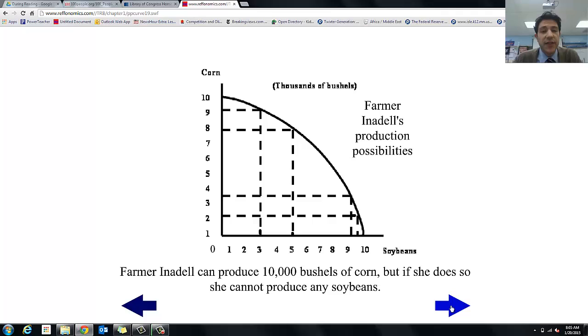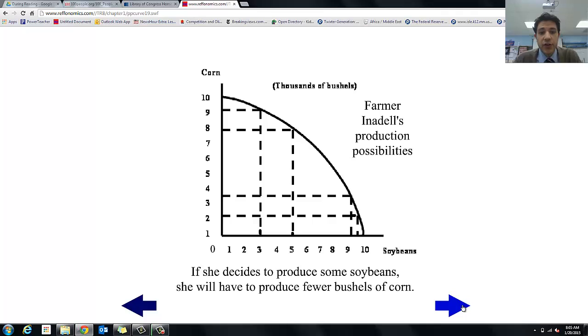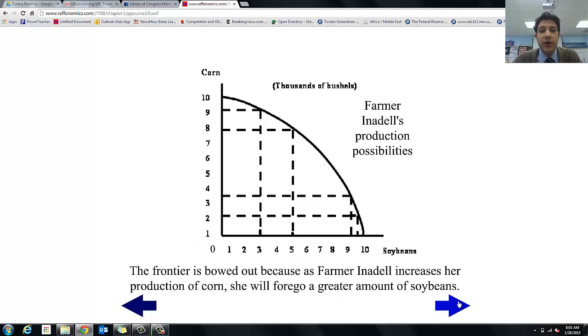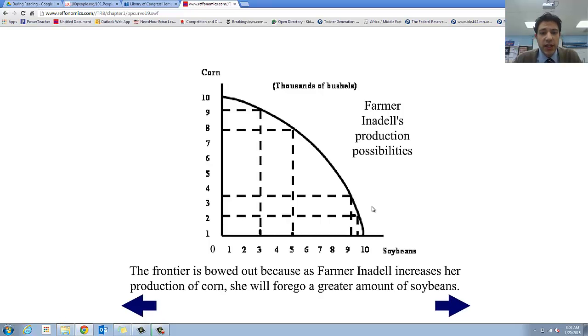Let's say that she can produce 10,000 bushels of corn, but she can't produce any soybeans: 10,000 corn, 0 soybeans. On the other hand, if she decides to produce some soybeans, she'll have to give up some of the corn. That's the opportunity cost aspect. The more soybeans she produces, the less corn she can, and vice versa. The frontier is bowed out because as Farmer Inadell increases her production of corn, she will forego a greater amount of soybeans, and she'll lose some soybeans.